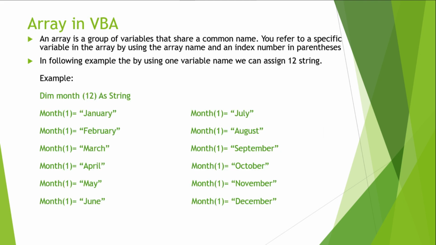Arrays in VBA. An array is a group of variables that share a common name. You refer to a specific variable in the array by using the array name and an index number in parentheses. In the following example, by using one variable name we can assign 12 strings.